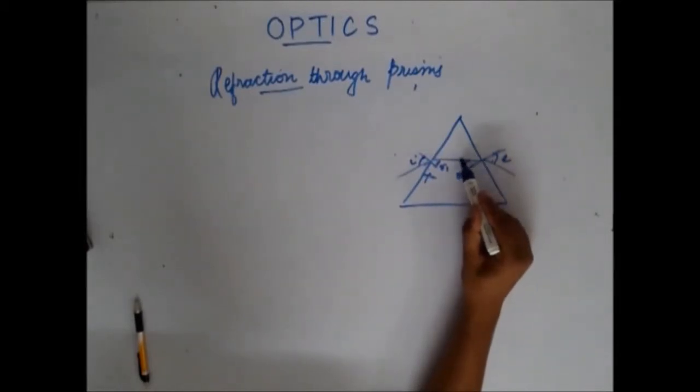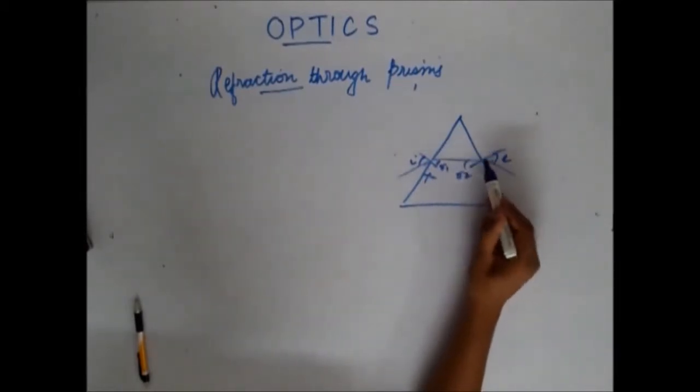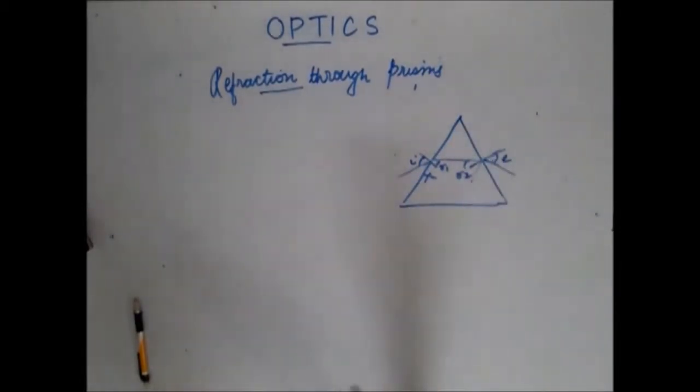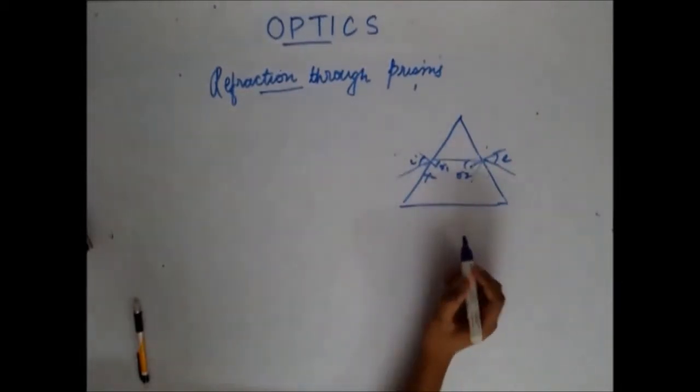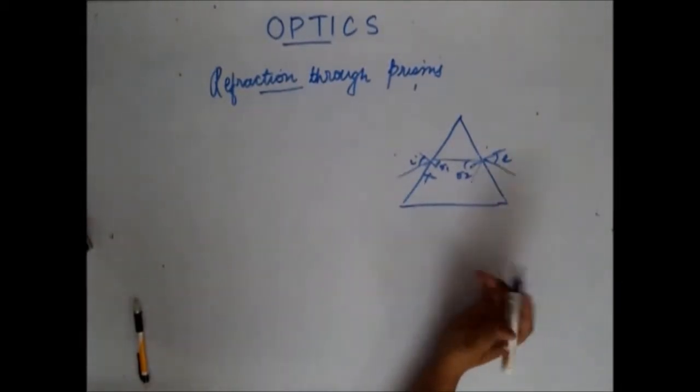In this case, the light ray is moving from denser to rarer medium. So in this case, if angle R2 keeps on increasing, at some point the ray will be just reflected back from the surface and total internal reflection will occur at this surface. So let's discuss when this will happen.